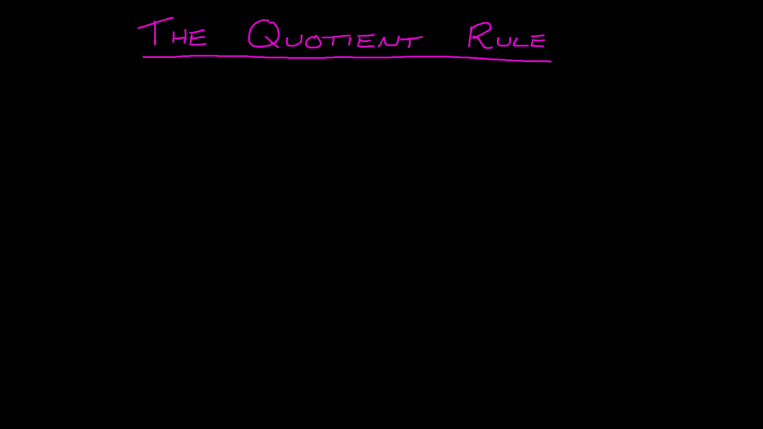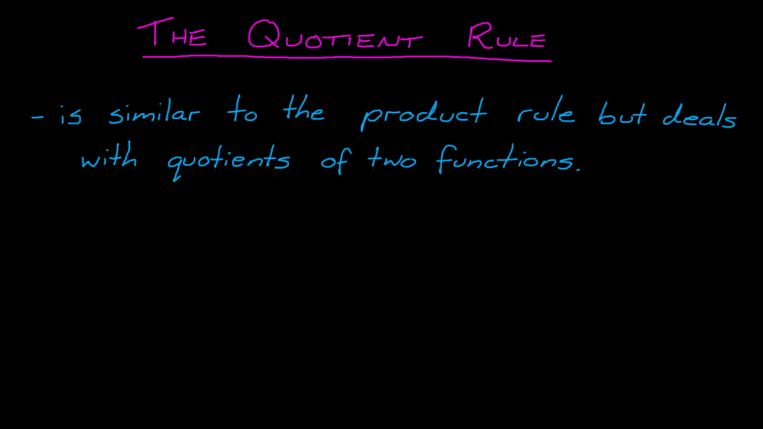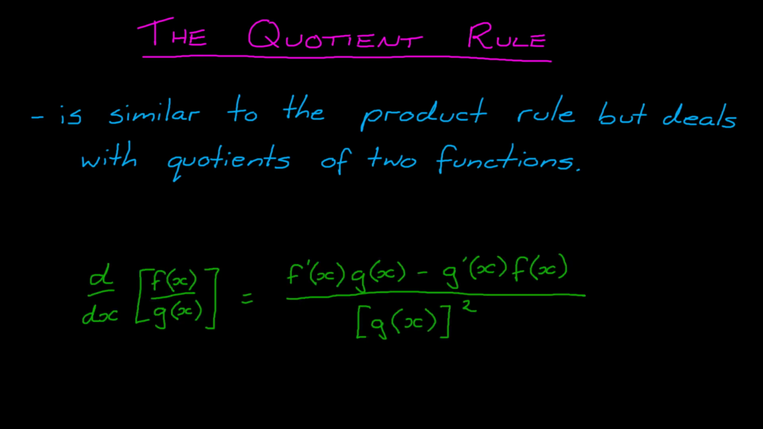What we're going to talk about now is the quotient rule. The quotient rule is similar to the product rule, but it deals with quotients of two functions. For two differentiable functions, f of x and g of x, the derivative of their quotient is given by f dash x times g of x minus g dash x times f of x, all divided by the square of the function g of x.